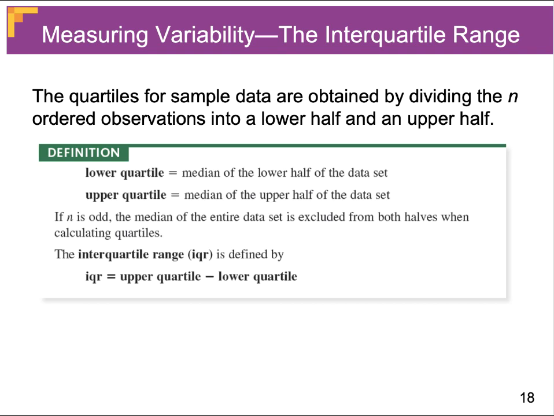Now when n is odd, the median is going to be excluded from both halves if you're calculating these by hand. If n is even, then the median wasn't actually in the data set to begin with, and so you're just going to look at the bottom half. Your interquartile range is easily calculated by taking the upper quartile minus the lower quartile. This is also done incredibly easily using a software program like StatCrunch.